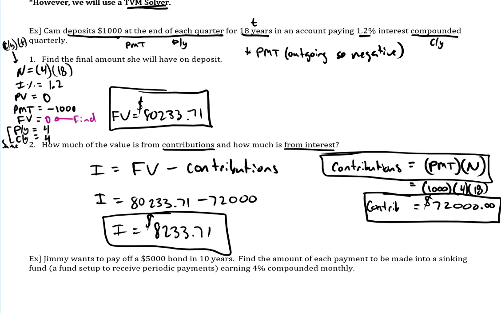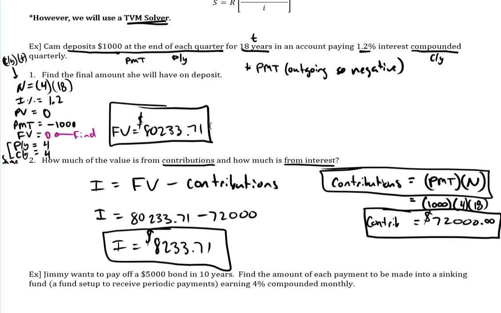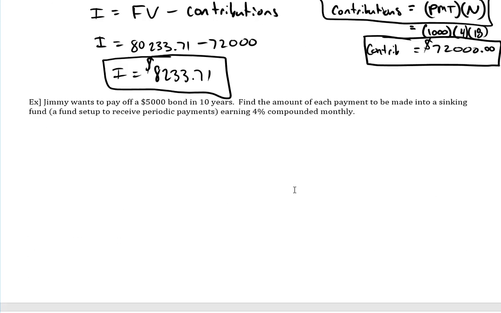All right, but the main thing is, as soon as you see the word compound, we're doing this in the calculator, and then from there we just have to interpret whatever the numbers are. All right, so let's see another example in this video.